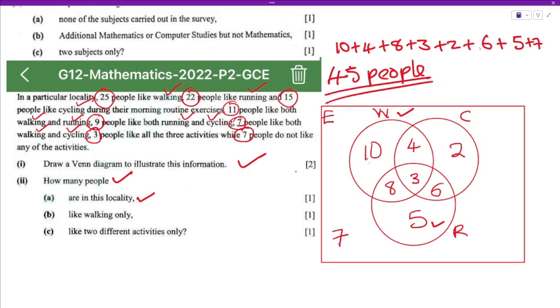Okay. So how many like walking only? Walking only is just this one. 10 people. Okay. Like 2 different activities only. We have the 4 there, 8 and 6. So 6 plus 4 is 10, 10 plus 8, that is 18 people, and you are done.